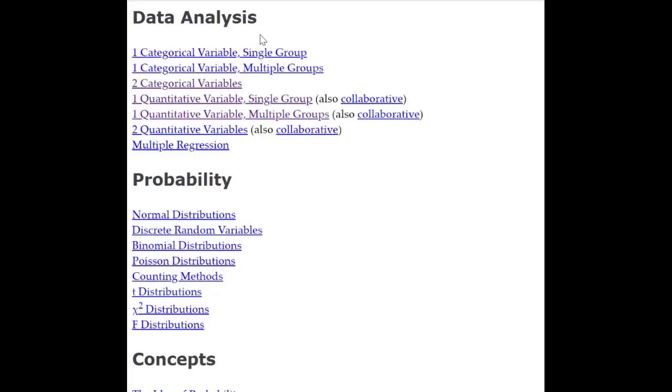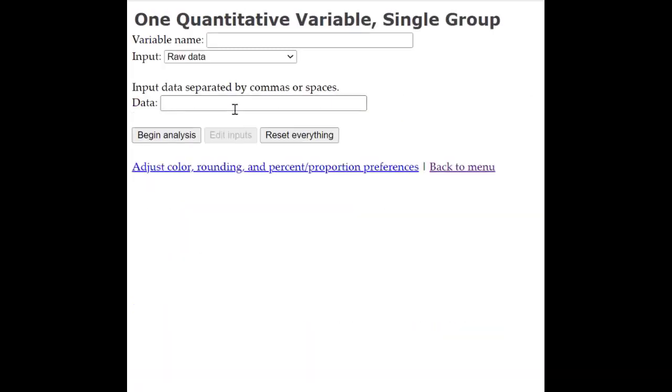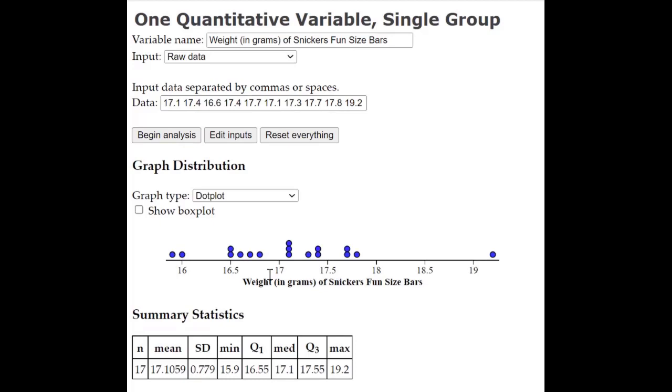So I'm going to use Statlet to go ahead and create a stem plot. Now you could do this by hand, but we're just going to show you what's going on. We have one quantitative variable, just one group of data, and the data is weight in grams of Snickers fun-size bars. Then we'll paste the data in here and begin analysis. You can see that the dot plot is the first one that comes up.